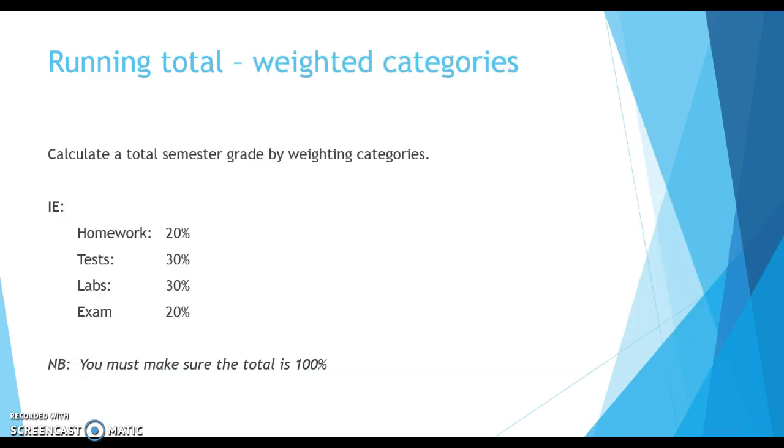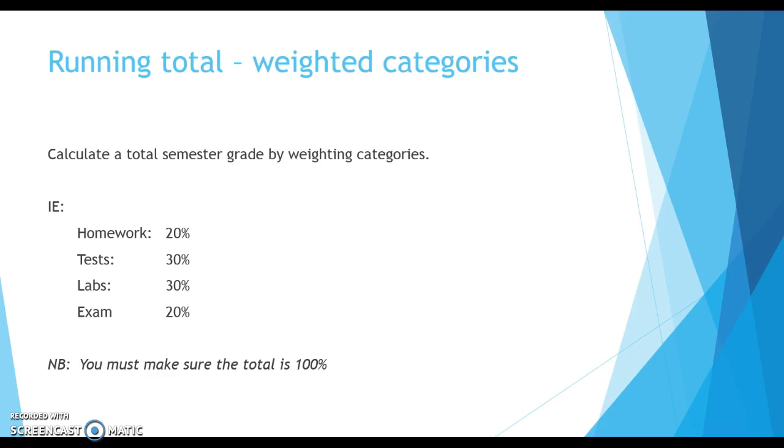The next one, adding a layer to that, is running total with some weighted categories. So in the example you see on the screen here, let's say I want homework to be 20% of the grade, tests 30%, labs 30%, and exam 20%. Just do some math, make sure you're adding up to 100%. And the way this will calculate the semester grade is it will say from day 1 of Q3 to the last day of Q4, homework is worth 20% of that grade. Tests are worth 30% of the overall grade during that time period, and so on.